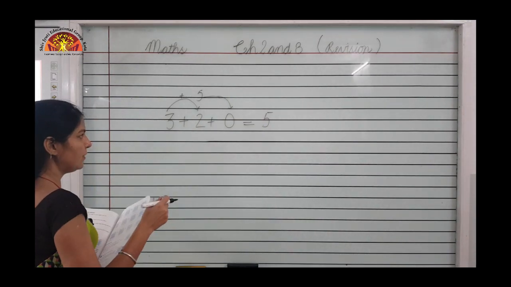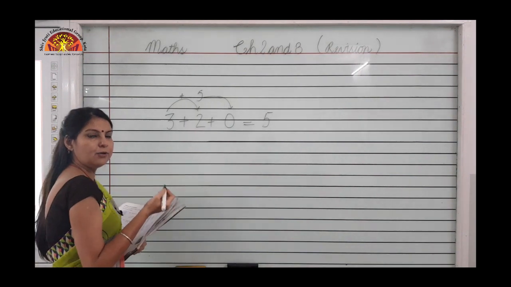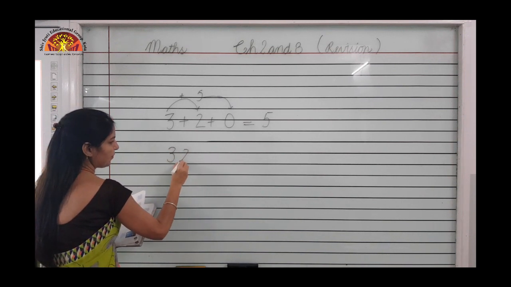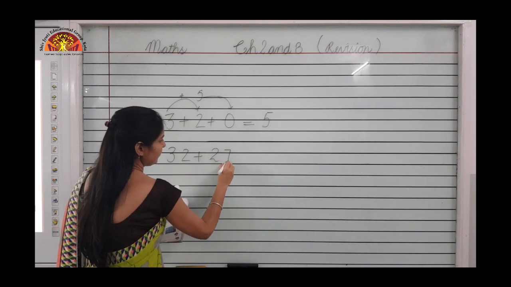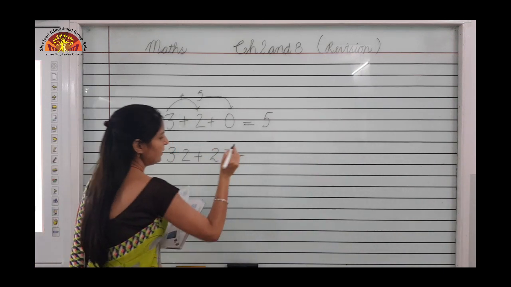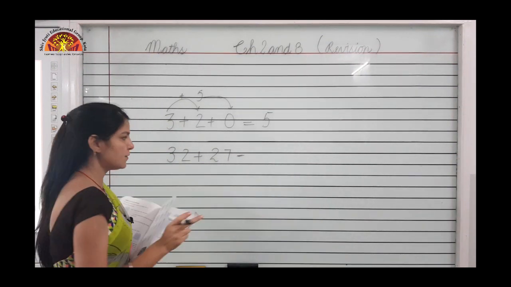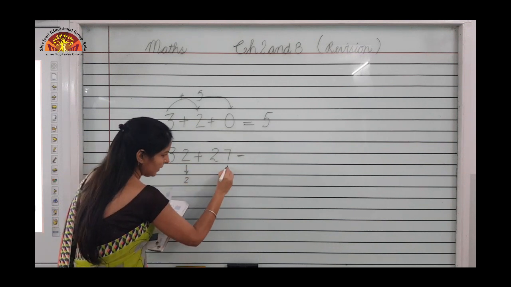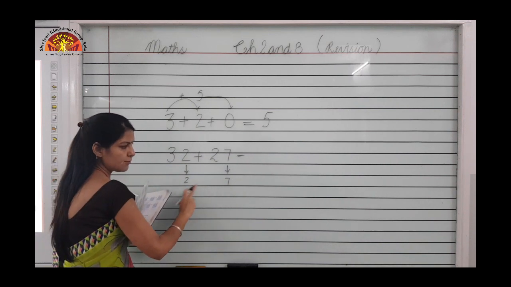Now let us take one example of two digits. How can we add in the horizontal method if the numbers are in two digits? 32 plus 27. How will we add? We will add first of all the digits which are at ones place. Here 2 is at ones place and here 7 is at ones place. So first of all we will add these two digits.